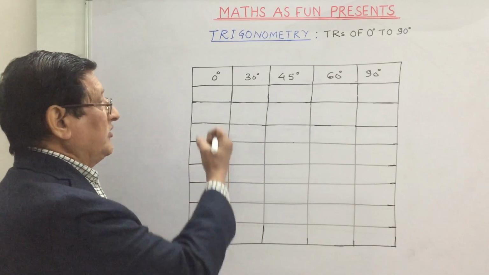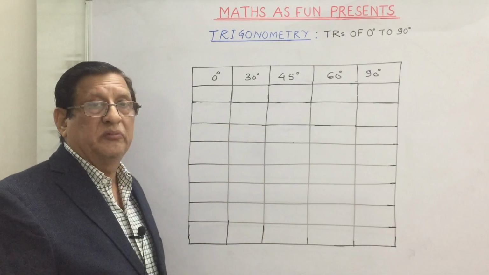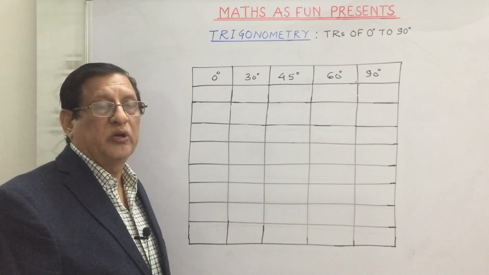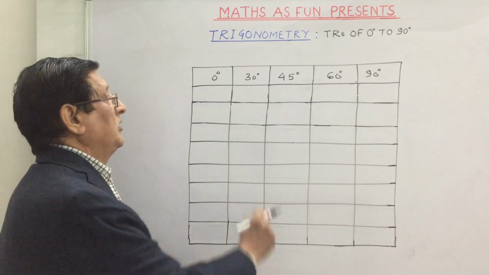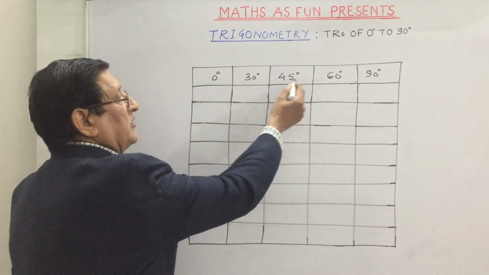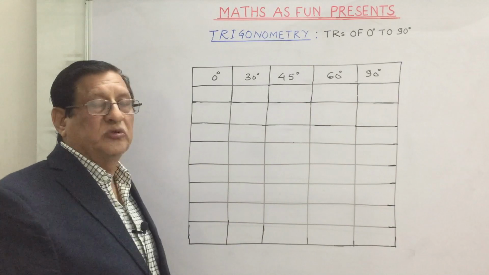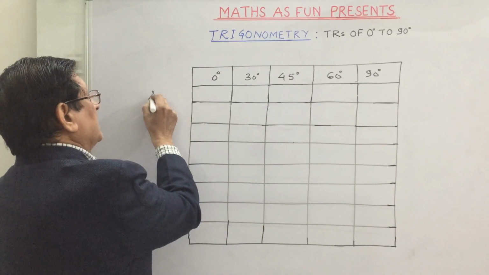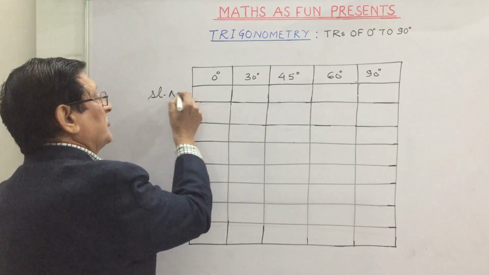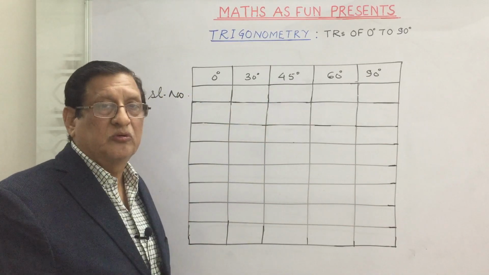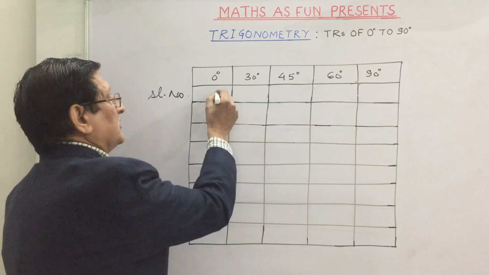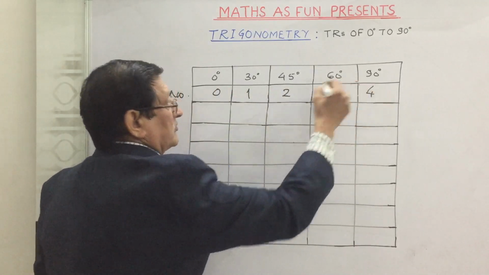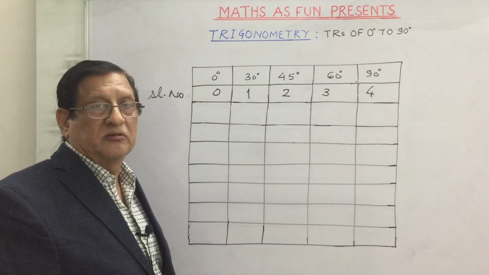We can make it. I'll tell you some of the steps. If you remember those steps, you will be able to make this particular table very easily. And the steps are, number one, write all the angles here in sequence. Then the next step is to write the serial numbers of all these, starting from 0, not from 1. That is 0, 1, 2, 3 and 4. The last number is 4.